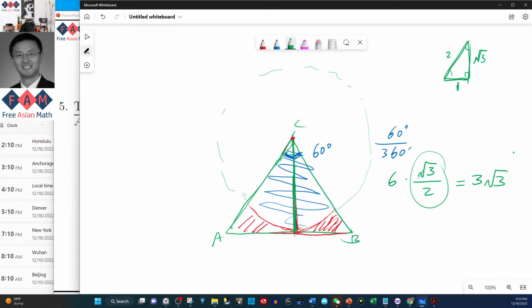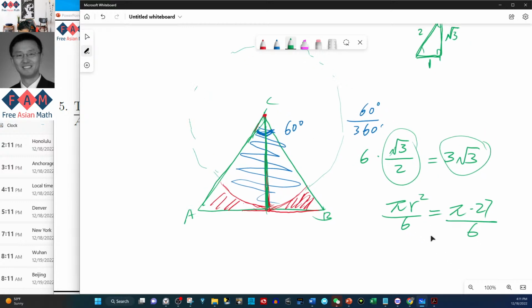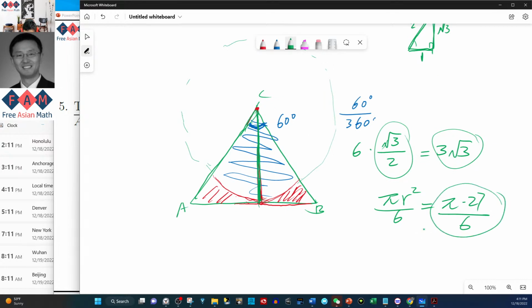So the sector's area must be pi r squared divided by 6. That is pi times this squared, which is 27, divided by 6. Okay, so this is the area of the sector.